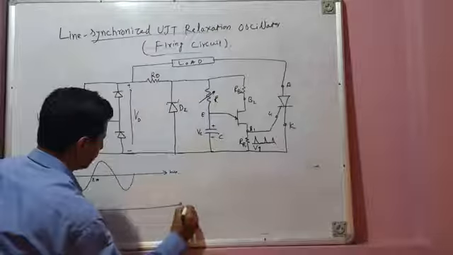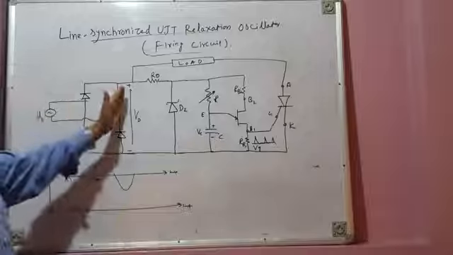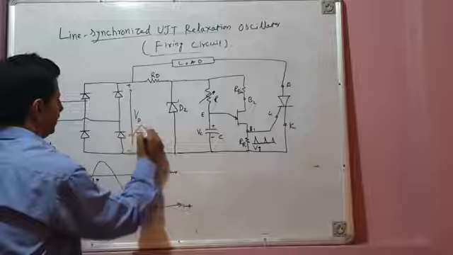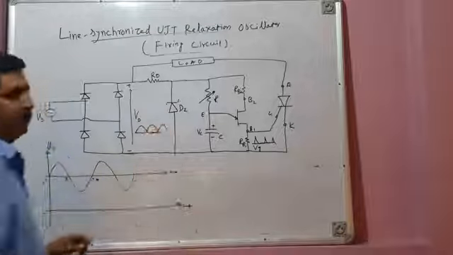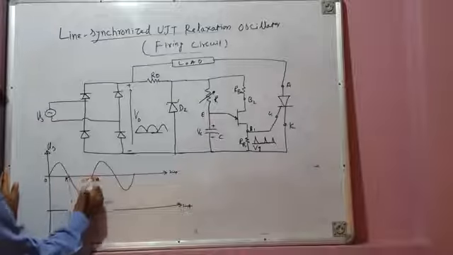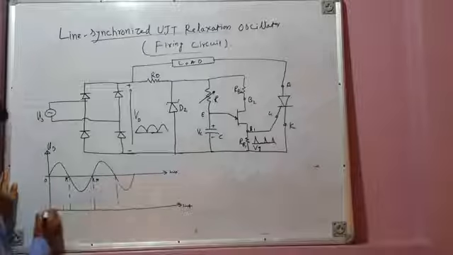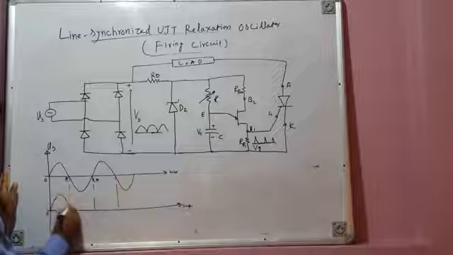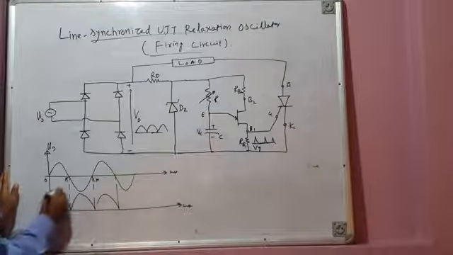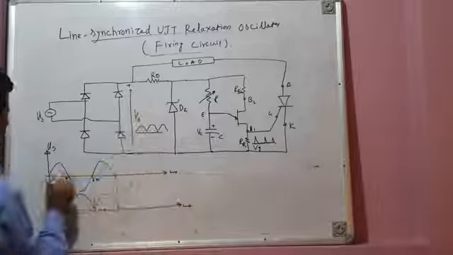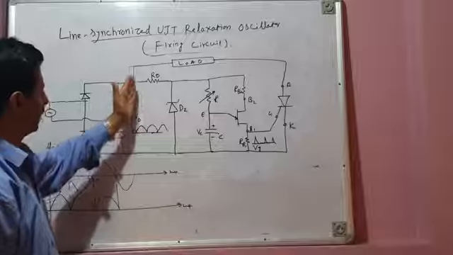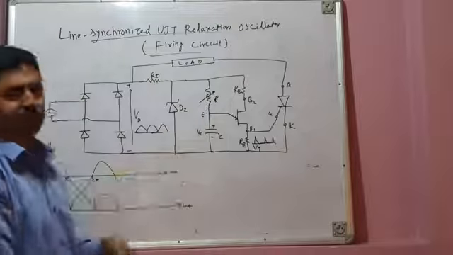Second waveform is for rectifier output voltage. This is a bridge rectifier, and it rectifies, converts AC into DC. Full wave rectification takes place. So this is rectifier output voltage, like this, and so on. This is rectifier output voltage, and I have called it VD. Now this rectifier output voltage becomes input to your UJT relaxation oscillator.